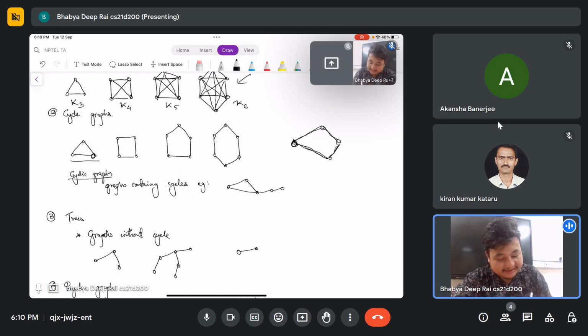Now, this is a cycle on 3 vertices. This is a cycle on 4 vertices and 5 vertices, and so on. So cycles are represented by C4, C5, C6, and so on. But please note that cyclic graphs are a slight generalization. In cycle graphs, the graph itself is a cycle. However, cyclic graphs are graphs which contain a cycle.